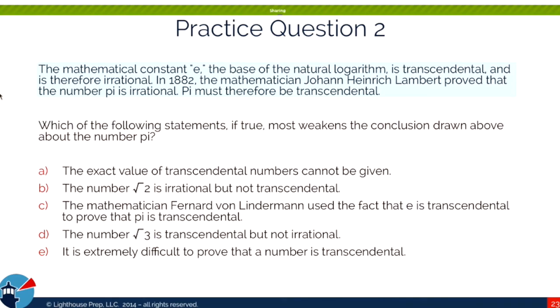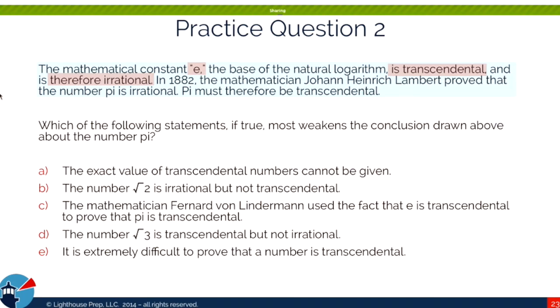The passage says, the mathematical constant e, the base of the natural logarithm, is transcendental and is therefore irrational. Okay, now you see what they did here is they made a very complex passage, but you don't care about the natural logarithm, and don't confuse yourself with the mathematical side of it. All you care about is the logic path. So let's distill the sentence down to what we really care about. It says E, which is something, we don't know what. That thing is transcendental and is therefore irrational. E is transcendental, therefore irrational. Just think of it in terms of a variable and don't try to remember what E actually is.